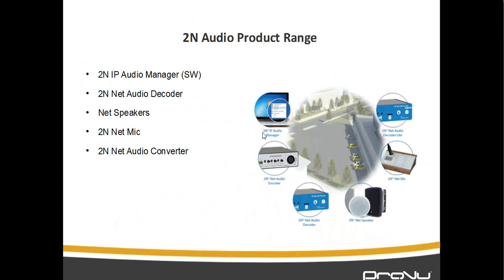So starting with 2N. 2N has quite a long range, but as I said initially, I will be talking about the paging system or public address systems side of 2N. So they have IP Audio Manager, which is the main controller software. This IP Manager controls the whole system. Any device that 2N produce, they can control it from the manager. So it could be anywhere on the WAN network, it could be on a local network, and you log into a computer and you manage your streams and paging from the software. And it's quite a flexible system.